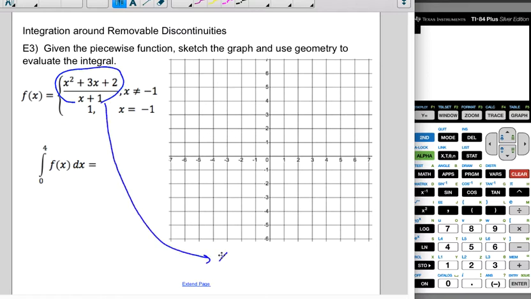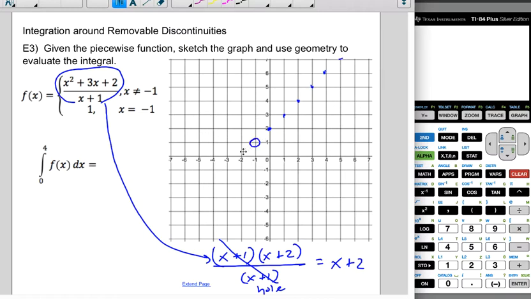If you factor the top here, you get (x plus 1) times (x plus 2) over (x plus 1). Look what happens to this. There's a hole at x equals -1. This thing just behaves like x plus 2. This graph looks like this all the time, except at -1.